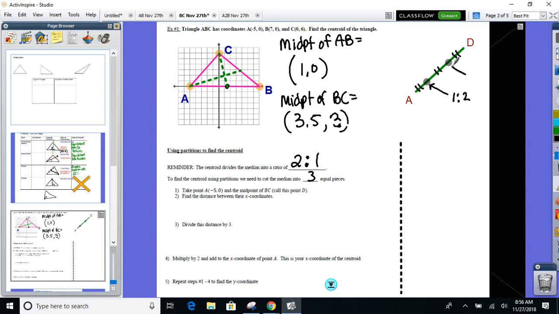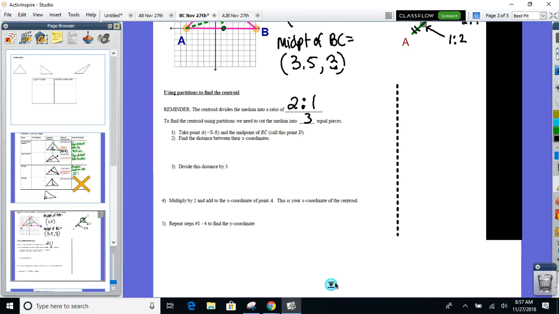This point right here breaks it up into what? 2 congruent pieces to 1. So I'm looking for this point right here. We okay on what we're about to do? Yes, no, maybe? Or how about we just get to the algebra part of it? Okay. We're going to do the x-coordinate and the y-coordinate separately for this. All right, the x-coordinate and the y-coordinate.